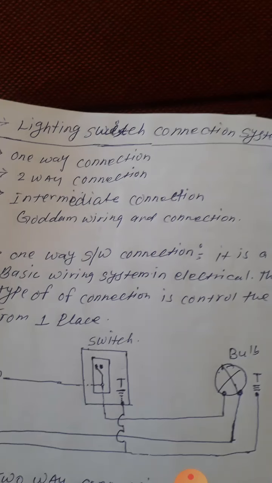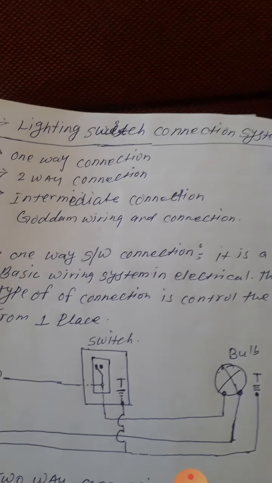Wiring is mostly the same, but the connection is different as per our switch or as per your owner's requirement. Lighting switch wiring control systems can be made in 3 or 4 types: first, one way connection; second, two-way connection; third, intermediate connection; and another one is Godam wiring and connection. So we have 4 types of lighting, wiring and switch connection systems.